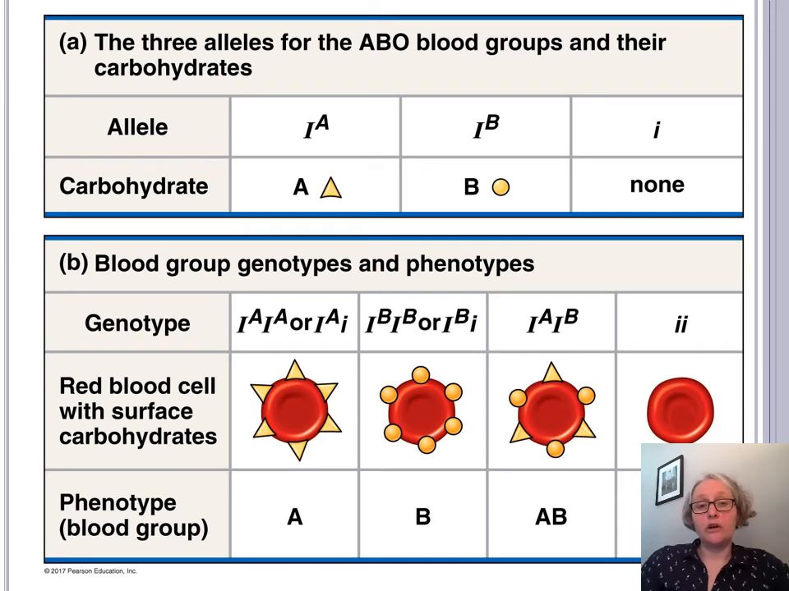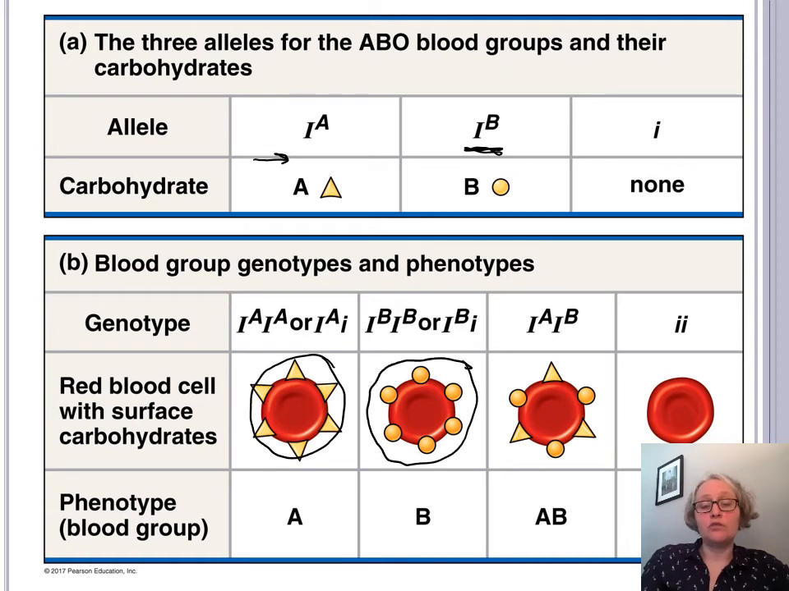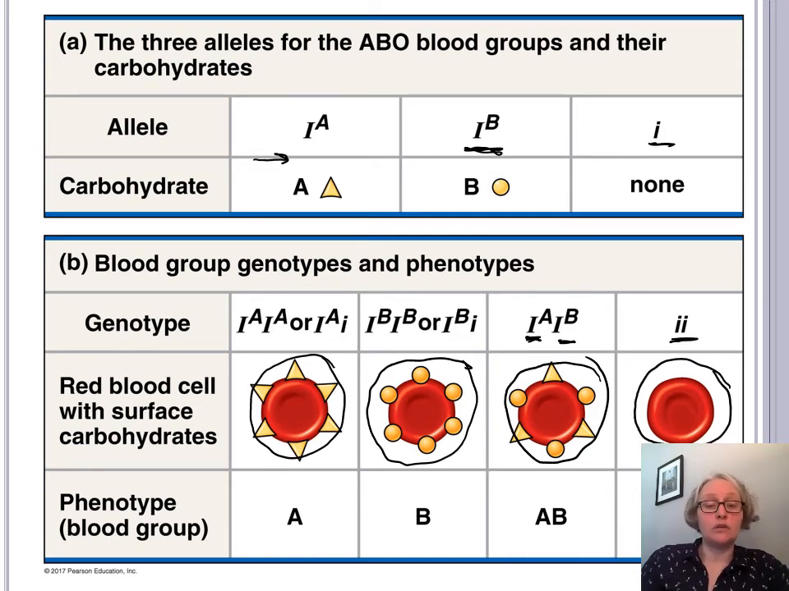Here's a nice picture of this from your textbook. You can see if you have that dominant A allele, then you end up with the A antigens on the surface of your blood. If you have the dominant B allele, then you end up with the B antigens on the surface of your blood. If you have both the A and the B allele, you're going to end up with both antigens on the surface of your blood. And then somebody who has the recessive allele does not have any antigens on the surface of their blood. You should be comfortable with knowing how blood typing works and what it means if somebody's type A or type B or, sorry, O or AB blood.